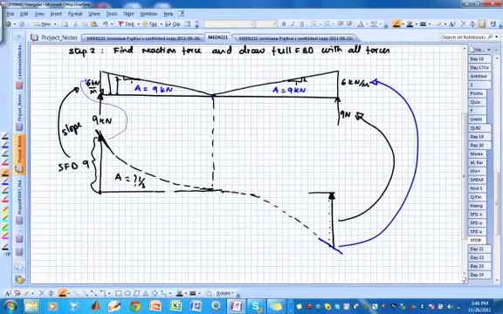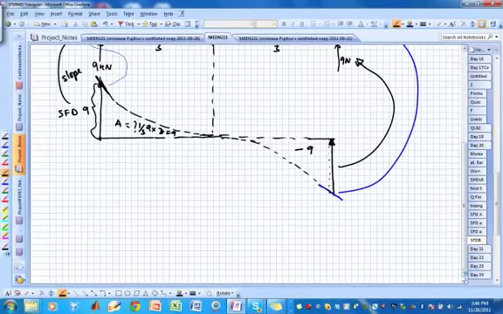Area is 1/3, 9 times base. Base is 3. So this distance is 3 units. So 1/3, 9 times 3, this is 9. So we know this area. This area will be minus 9. Remember, negative areas below, positive areas up. Okay, now we are ready to draw the bending moment diagram.